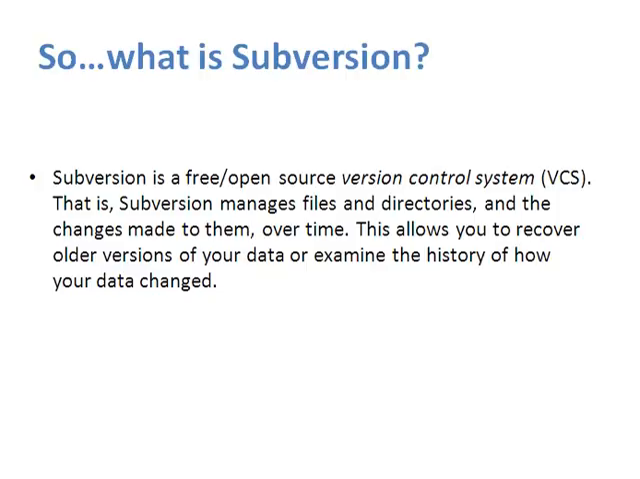So what is Subversion? Subversion is a free open source version control system. That is, Subversion manages files and directories and the changes made to them over time. This allows you to recover older versions of your data, for example, the history of how your data changed. So clients copy files from the repository, creating a local working copy, and then make changes to the working copy and record the changes in the repository.